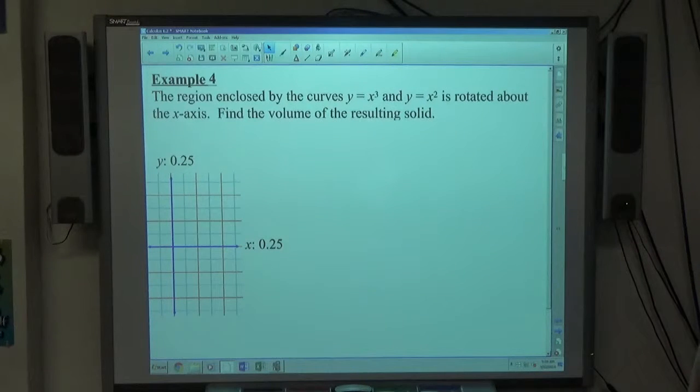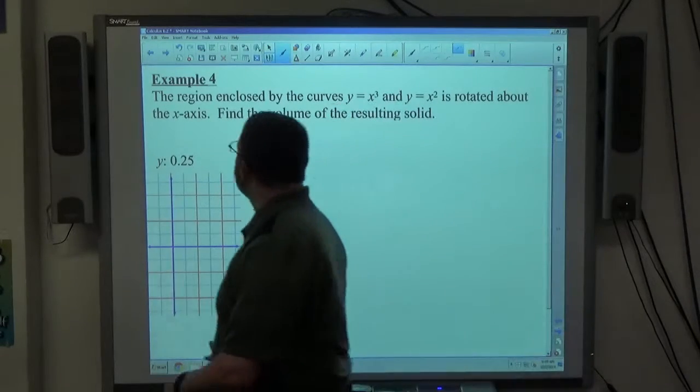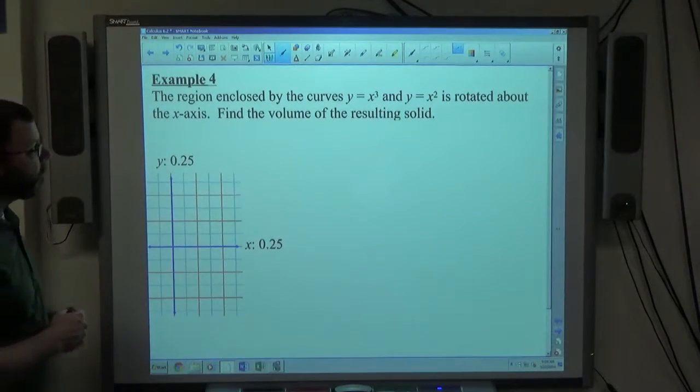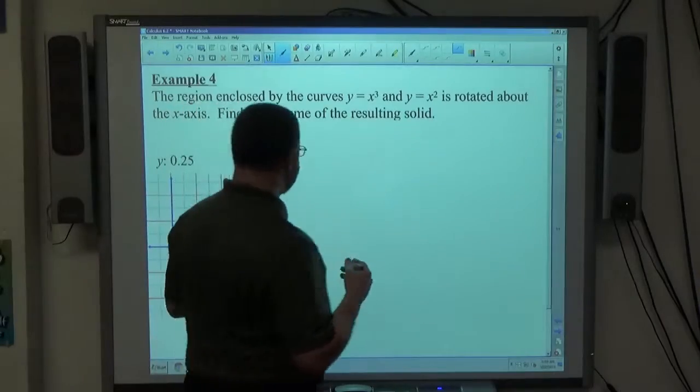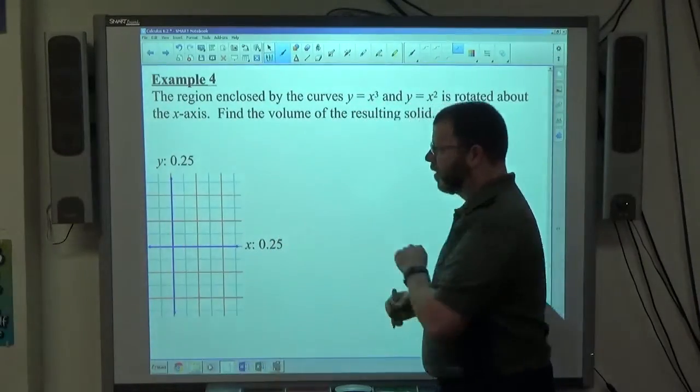Okay, example 4 asks us to rotate the region enclosed by y equals x cubed and y equals x squared about the x-axis. So we're going back to the x-axis rotation here. We want to find the volume of the resulting solid. So y equals x cubed and y equals x squared. So I put a 0.25 scale on both x and y.